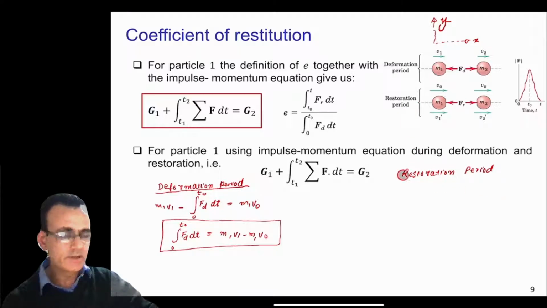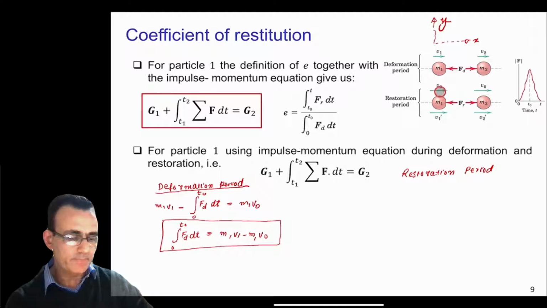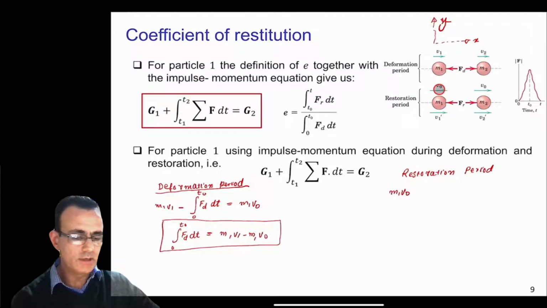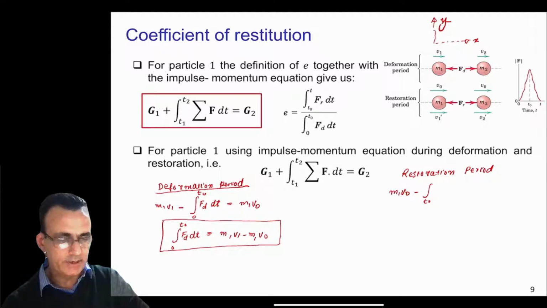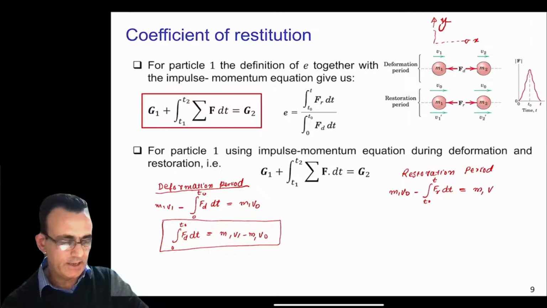Okay, so during the restoration period, what you have here is that before the restoration, the initial momentum was m1 v naught, and then you have this force, which is the restoration force. So you will integrate the restoration force with respect to time, and as you can see, the restoration force is acting from t naught to t. Again, this is in the negative direction, so you will say it's from t naught to t, and it is Fr dt, and this will then be equal to the final momentum, which in this case will be m1 v1 dash.